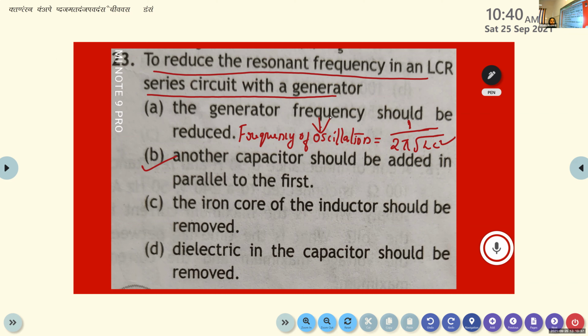Frequency of oscillation is inversely proportional to capacitance, and it is also inversely proportional to inductance. So here we have two ways to reduce the frequency of oscillation or the resonant frequency. One way, we can increase the value of capacitance or we can increase the value of inductance, because both these two terms are inversely proportional to the resonant frequency, the frequency of oscillation. So if we add one more capacitor to this LCR circuit, the effective capacitance increases. If the effective capacitance increases, the resonant frequency or the frequency of oscillation decreases.